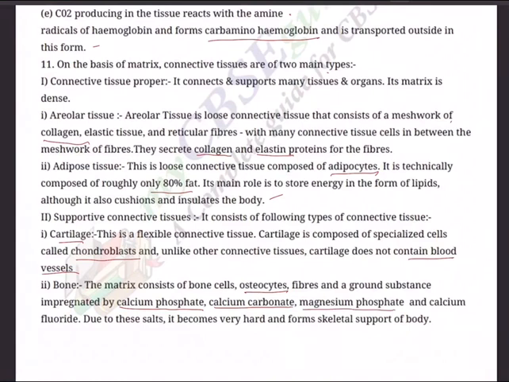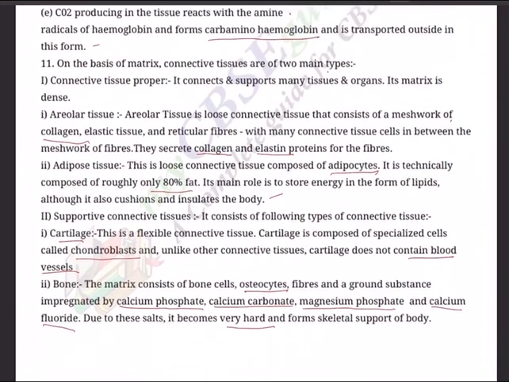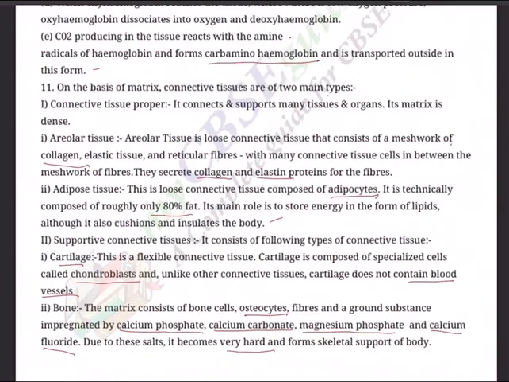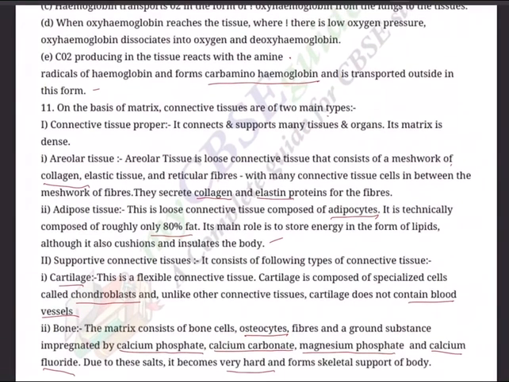And of course, along with calcium phosphate, calcium carbonate, magnesium phosphate, and calcium fluoride, all these make bones strong. Due to these salts, it becomes very hard and forms skeletal support of the body. So these are the important connective tissues that we need to understand.